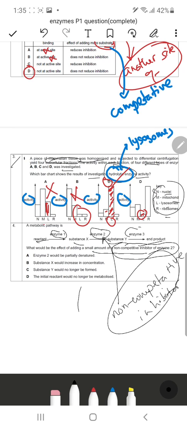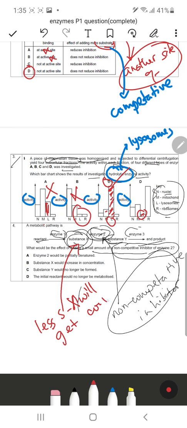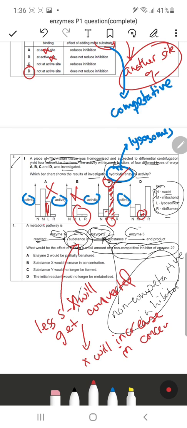So it's pretty simple. If a non-competitive inhibitor is added here, that means less substance X will get converted, so there will be more substance X remaining. So X will increase in concentration. This can only be seen in option B, but let's still read the other options.